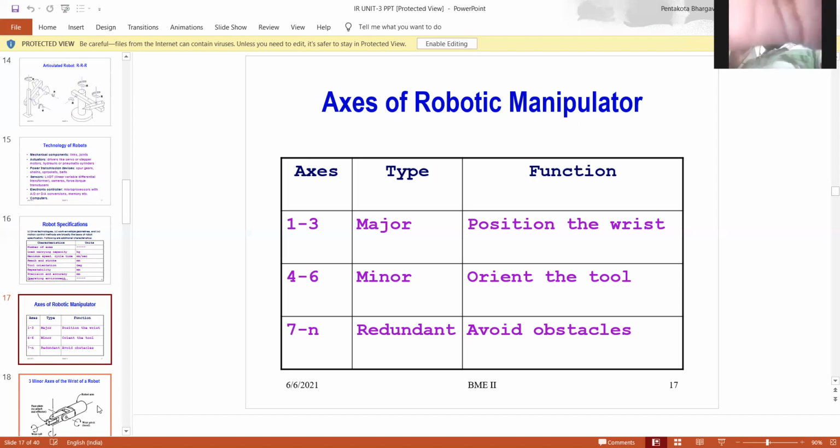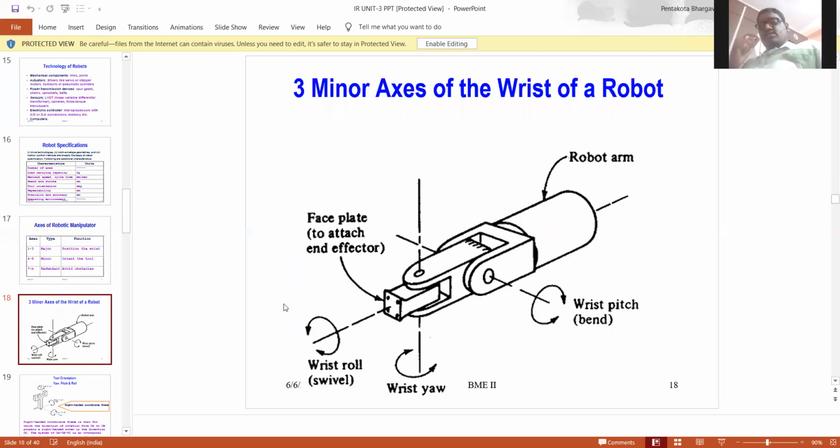Next, go to the next slide. This is also known as the end effector. Let me explain the three minor axes of the wrist. This is also known as the roll pitch yaw method. The faceplate is where you attach the end effector. The end effector can be moved forward, downward, backward, or upward. Okay, next slide.